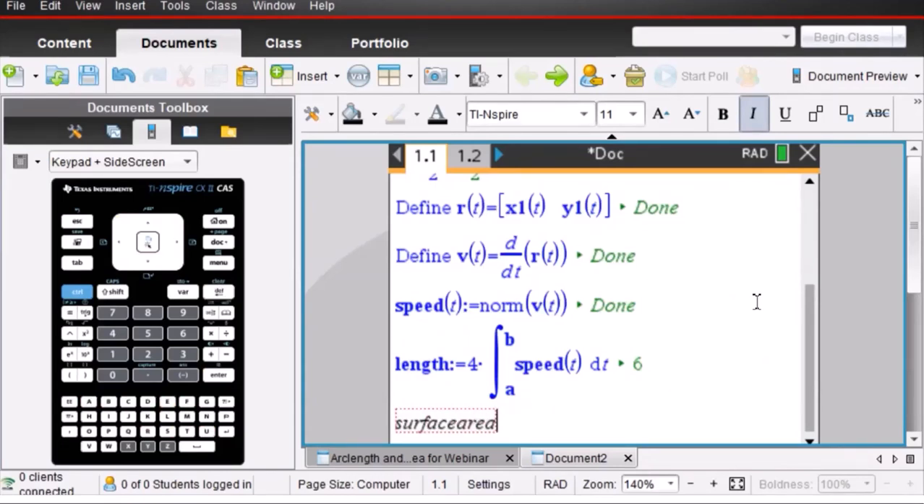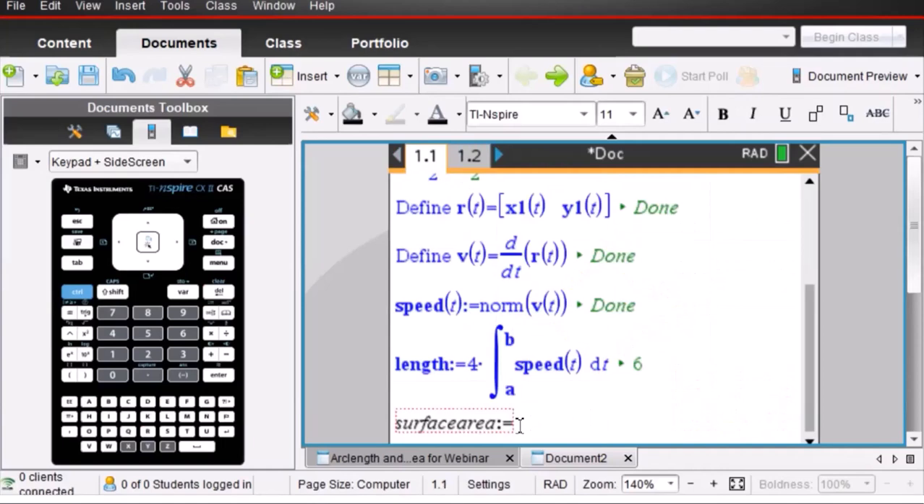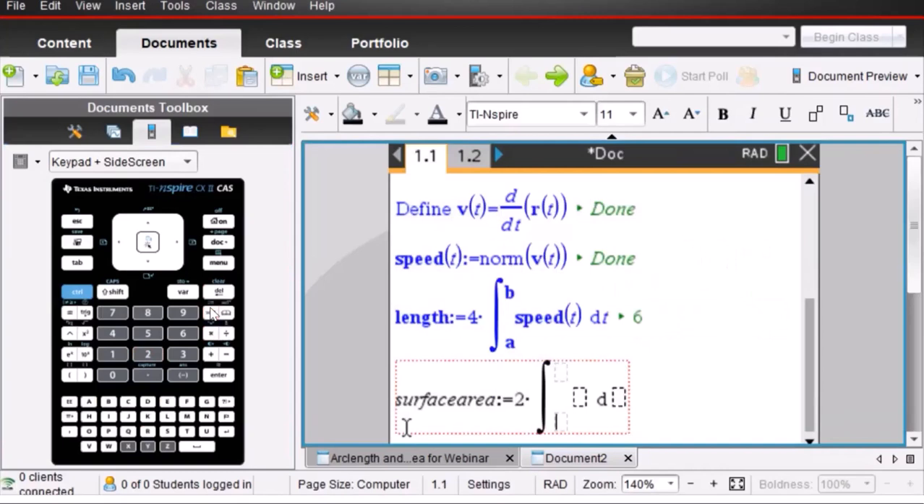Do we want 4 times it now? No, think across, go back to here. We're really rotating this curve about the x-axis. So if we're integrating between 0 and pi on 2, then we really only want twice it. So this time it's 2 times the definite integral between A and B of y. So we also need 2 times pi. Nice little shortcut there. You can just type in pi of y1 of t dt. No, we still have to multiply that times the speed.